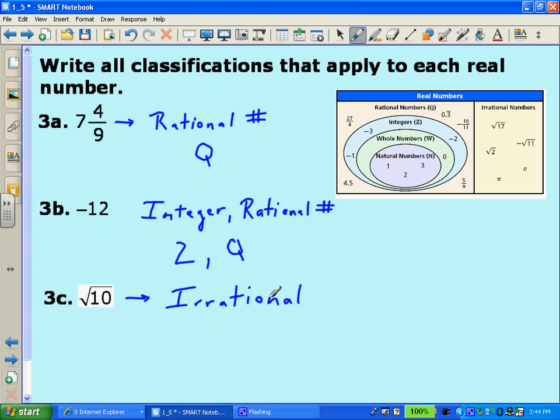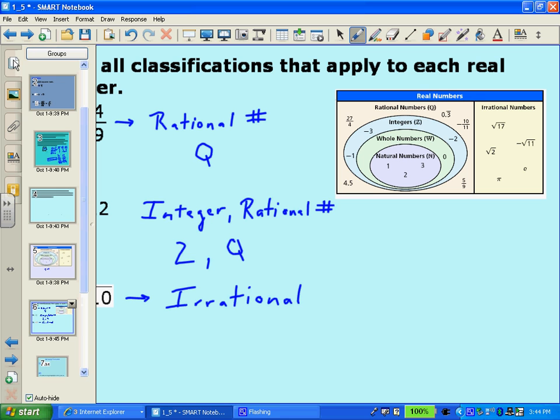So that's the second thing you'll be doing, is classifying. So first, again, we got square roots, doing square roots of perfect squares, and then estimating them. That was the story problem I showed you. And then using this chart, being able to classify numbers with their different classifications.